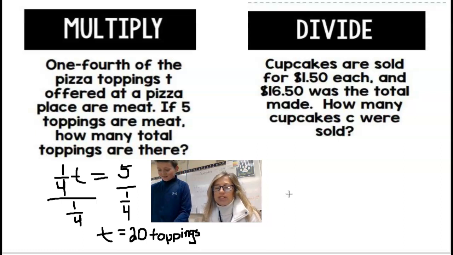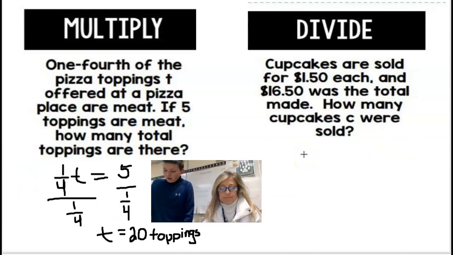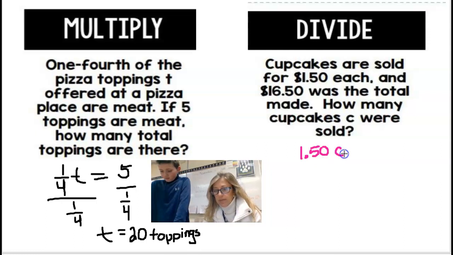Cupcakes are sold for $1.50 each, and $16.50 was the total made. How many cupcakes C were sold? So Jack, what's your thought here? How can I set up this equation? So it's $1.50 for each cupcake, right? So I know it's $1.50 times the cupcakes, and I don't know how many cupcakes there are. What was the total amount? $16.50, right?